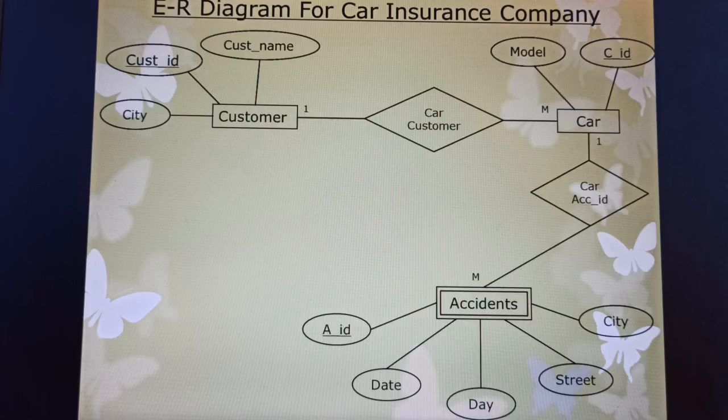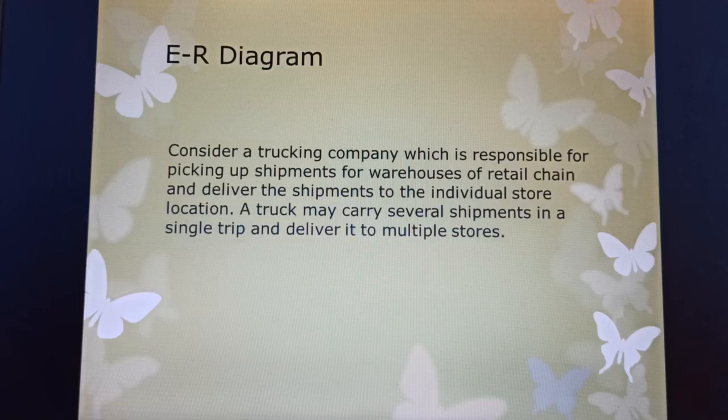First identify the main entities, then identify the attributes of those entities, and then represent the relationship between these entity sets. Okay, now let's take an example. Consider a trucking company which is responsible for picking up shipments from warehouses of a retail chain and delivering the shipments to the individual store locations. A truck may carry several shipments in a single trip and deliver them to multiple stores.